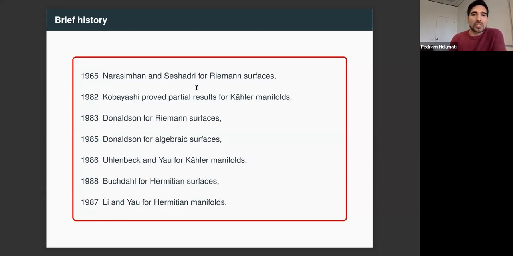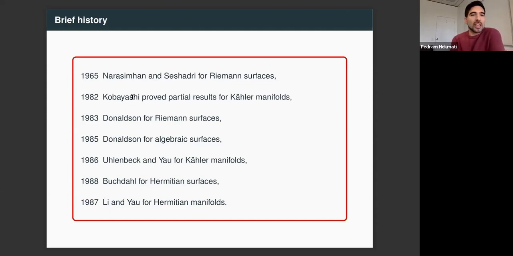The projective flatness, you can think of it as a representation of the fundamental group. So the statement was given as a relation between the moduli space, the character variety of the fundamental group into the unitary group, and on the other side the moduli space of polystable holomorphic bundles on the Riemann surface.